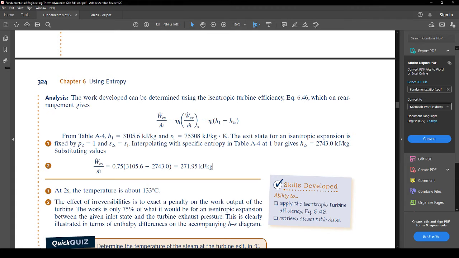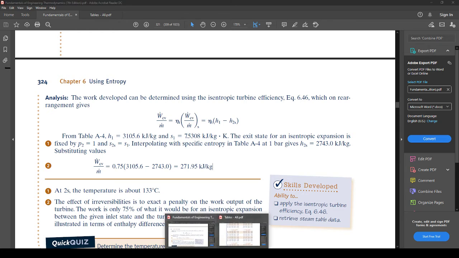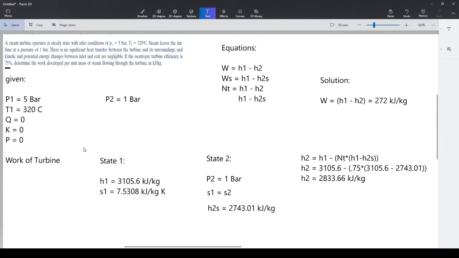I promise you. Now, there are times where you'll have kinetic and potential energy in the turbine. Very rarely, though, is it ever taken into account. But if you do, there's maybe one more step that you have to do. Essentially, this is the process. You find the stuff at state 1, you set S1 equal to S2, you find H2S.